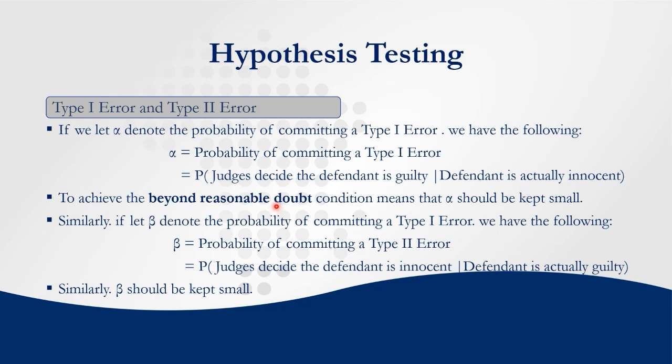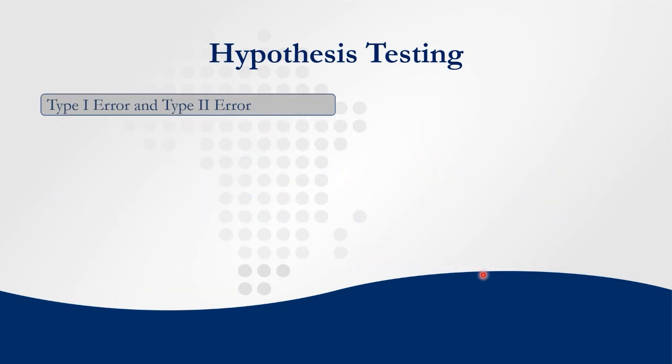For us to achieve this beyond reasonable doubt, we must have a small alpha. And then we can also have a type 2 error, which we say is beta, the probability of committing a type 2 error. They decide that the defendant is innocent while they are actually guilty.